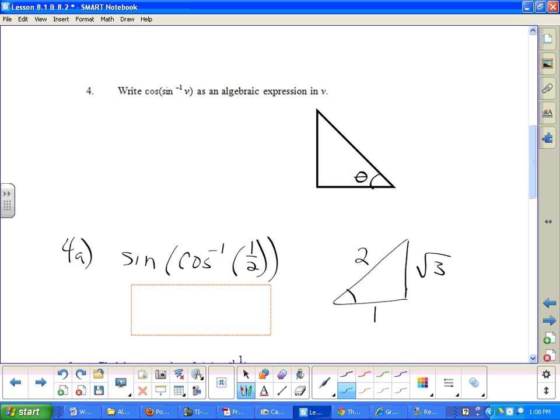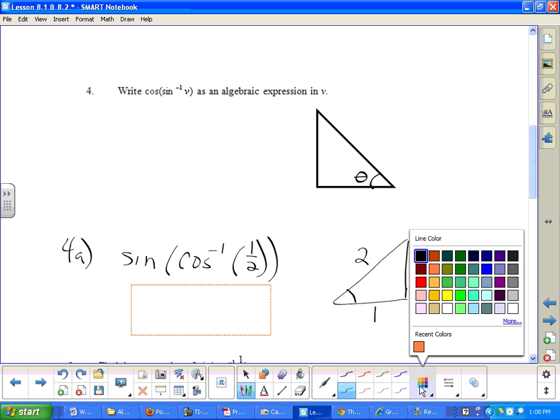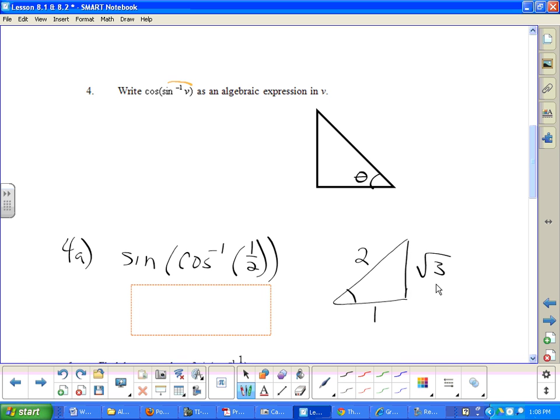This part here says inverse sine of v. Well, sine's equal to what? Opposite over hypotenuse, right? So that means that v is the opposite side, and what would be the hypotenuse then? 1.